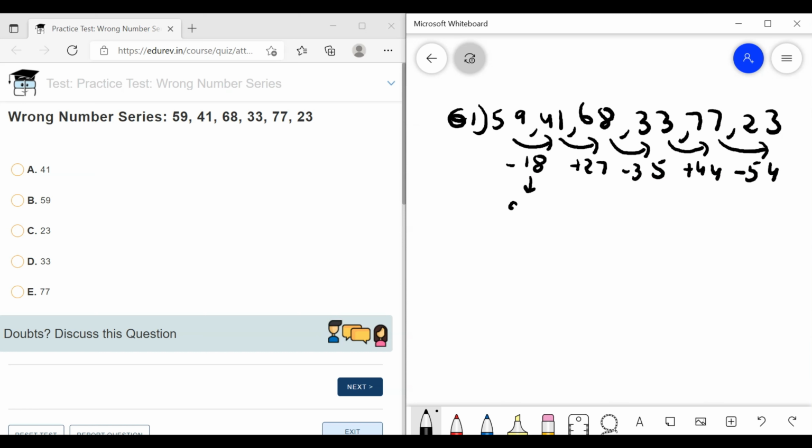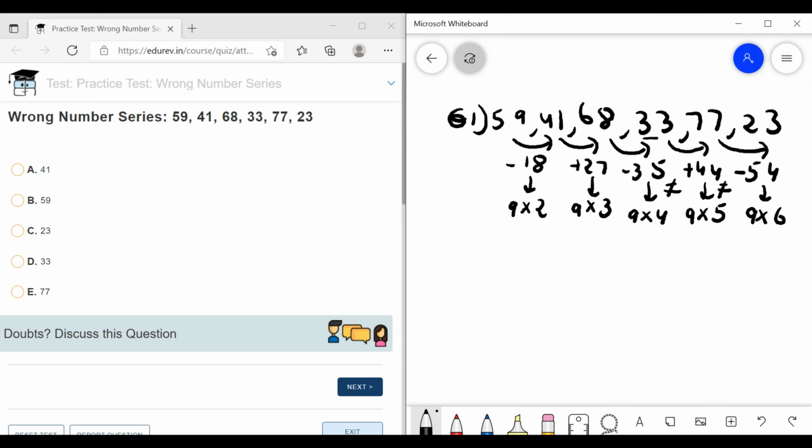Again, not a particular pattern could be observed here, but I know that I can write 18 as 9 into 2, 27 as 9 into 3, 35... wait, I can't write 35 as 9 into 4, right? But it's still very close. What about 44? Again, it is very close to 45, which is 9 into 5. But here again, the pattern is still there, while 9 into 6 is 54. And assuming that the logic that we have found is correct, the problem starts at 33.